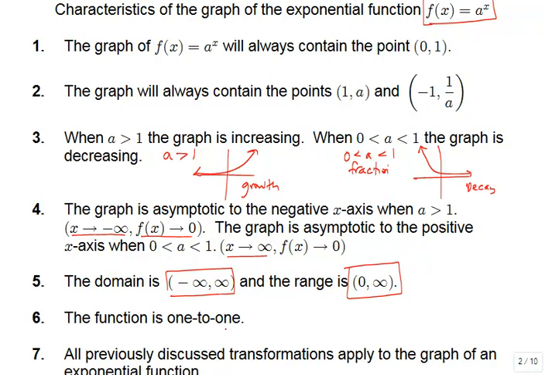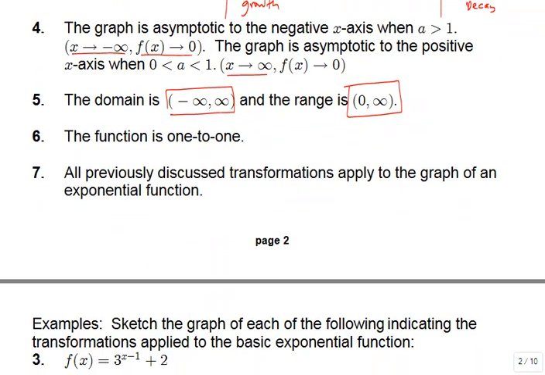Also, the function is 1 to 1. Remember that horizontal line test that we use to check to see if something is 1 to 1? Both of these graphs pass the horizontal line test. So if it's 1 to 1, that means it has to have an inverse function, which is important because if it has an inverse function, we're going to have to be able to find it, and what it's called happens to be the logarithmic function.